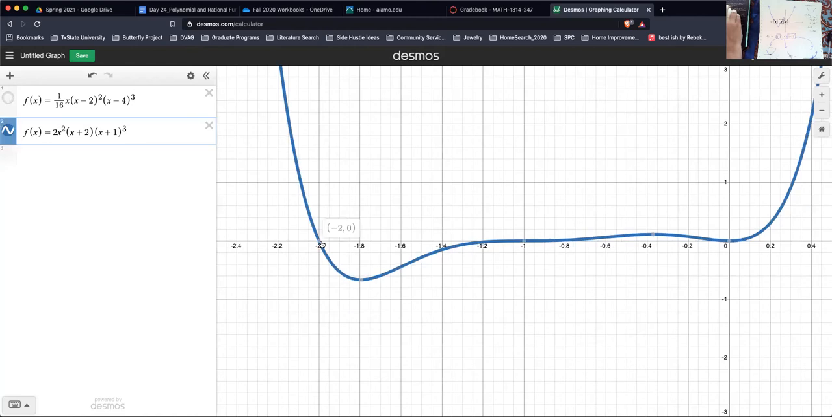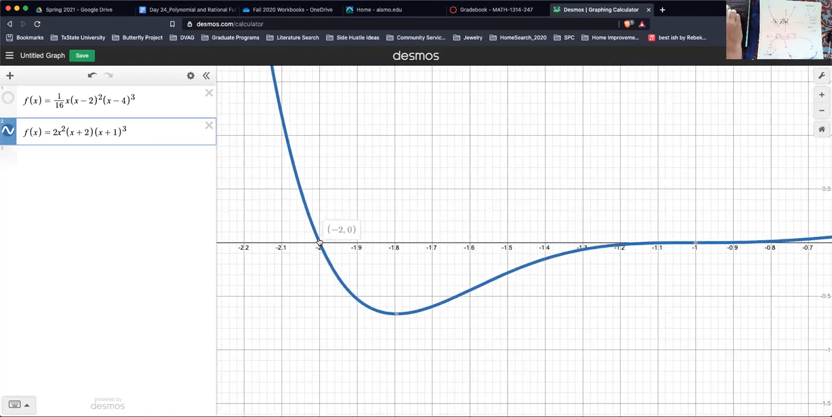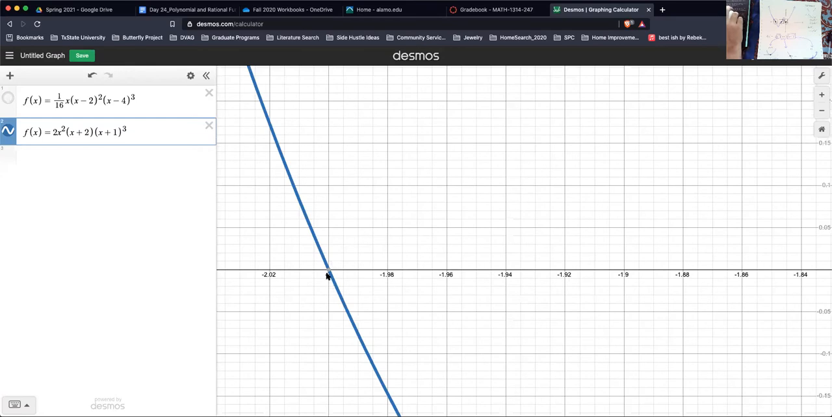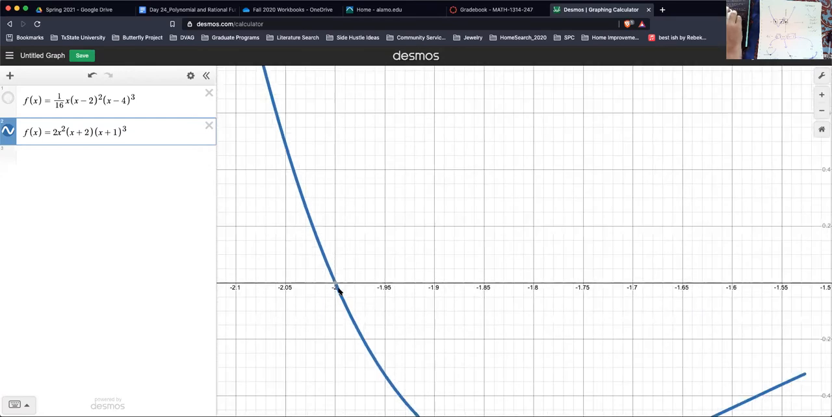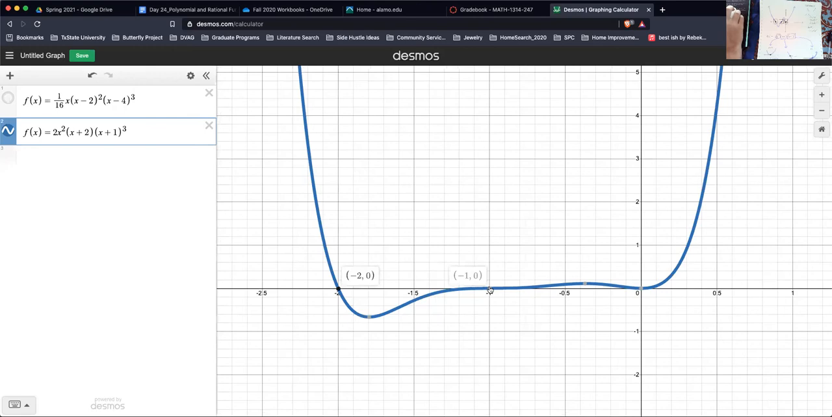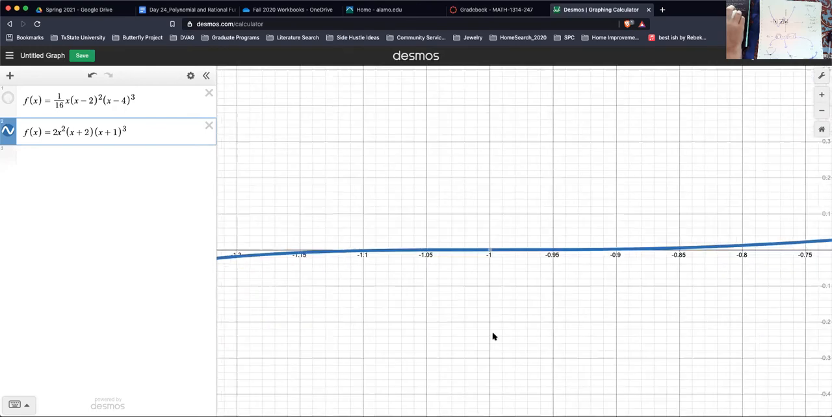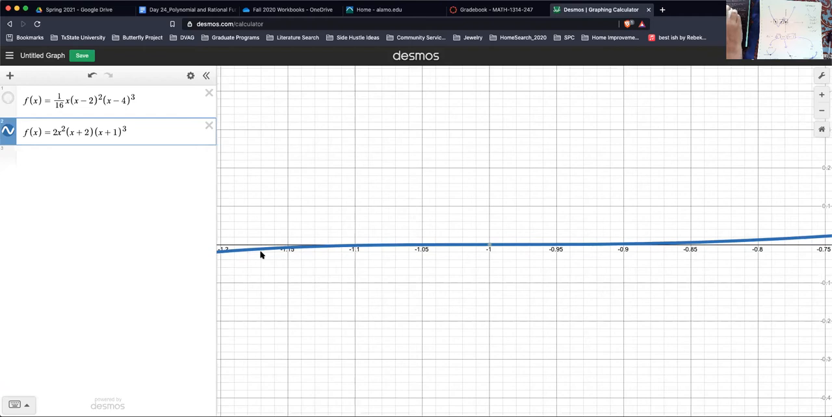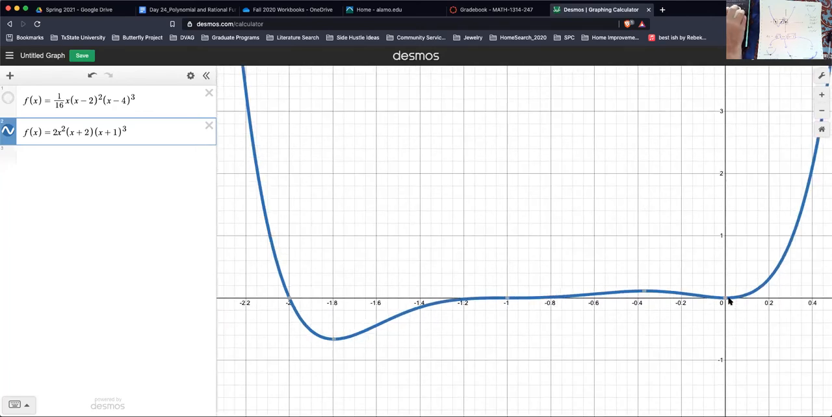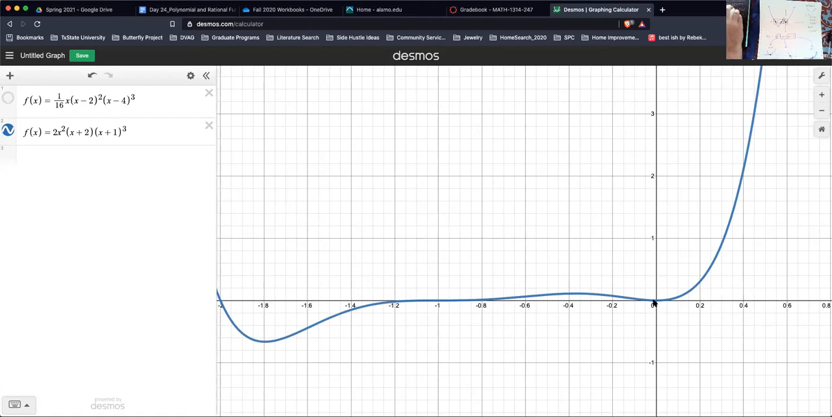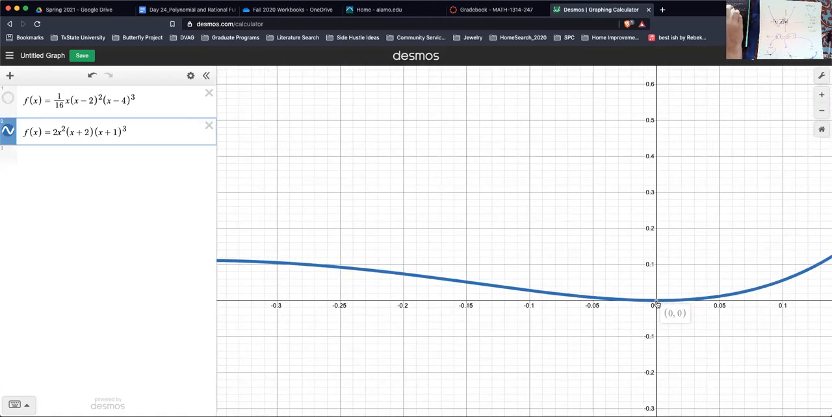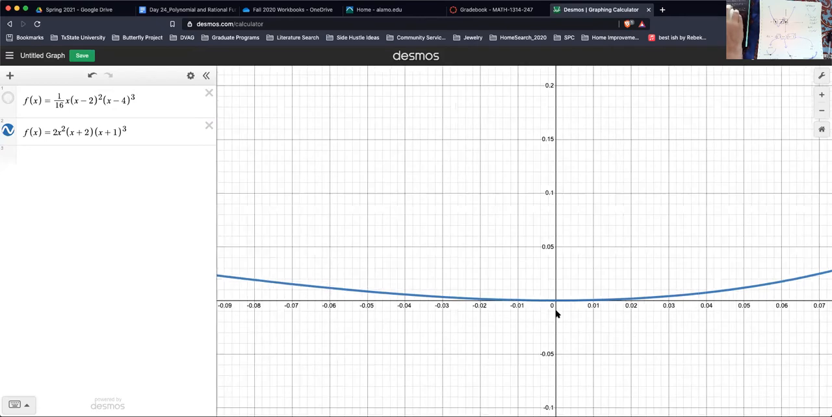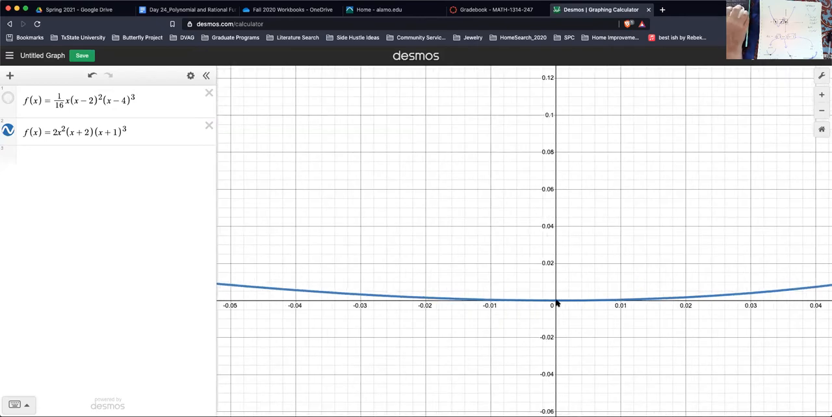Okay. The x-intercept right here, if you zoom into it, it looks more and more like a linear function. If you zoom into this x-intercept, you can't really tell, but it does look like a really flattened cubic function where it sort of squiggles through the x-intercept there. And then here we go. If you were to zoom into the origin further and further, it has this general quadratic shape where you're just bouncing off the x-intercept or the x-axis.